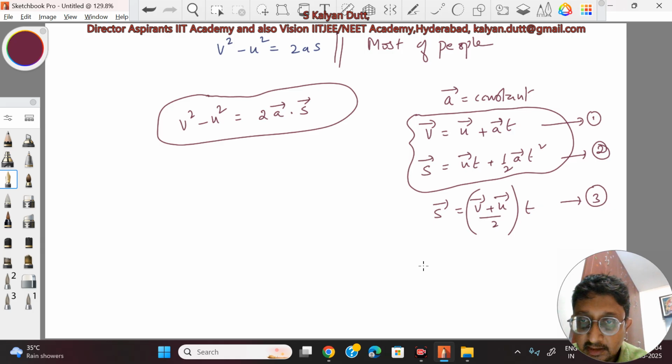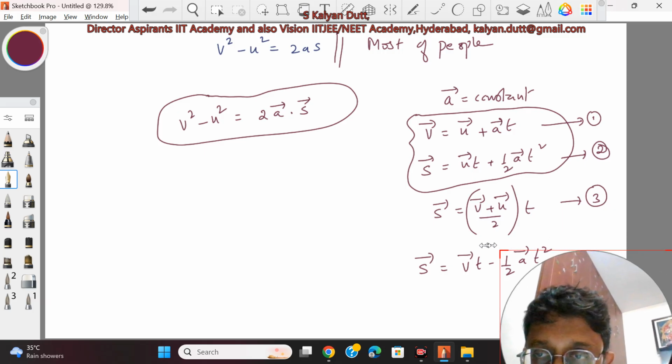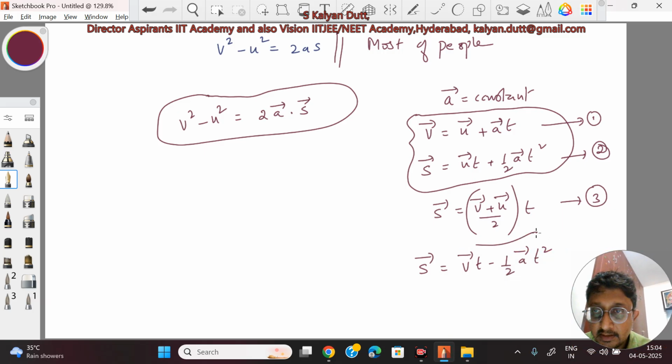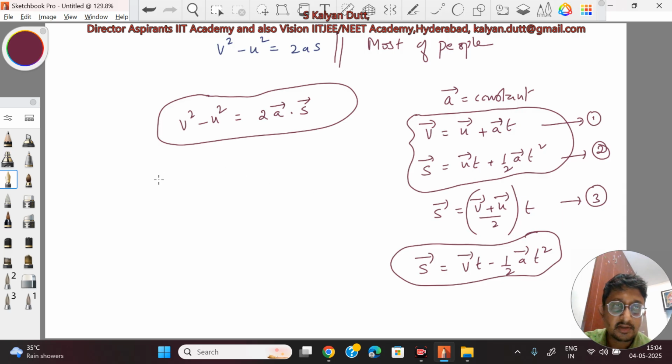Similarly, if you eliminate u from 1 and 2, you will end up with s equal to vt minus half at square. Most students don't know about this equation, vt minus half at square. Also a very interesting equation. So totally there are 5 equations in constant accelerated motion. I have written here all the 5 equations: 1, 2, 3, I will call this 4, and this is the 5th equation.